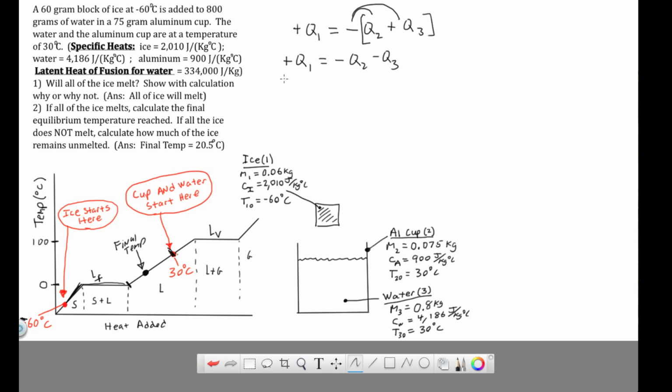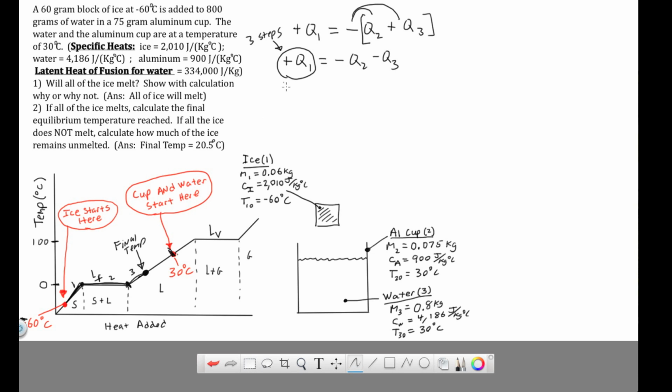All right, now the thing to realize is that this heat gain for the ice happens in 3 steps. That's why sketching this graph out is so important. The ice first warms to 0, then the ice melts, and then it warms. So we have 1, 2, 3. This is 3 steps, this positive Q1.